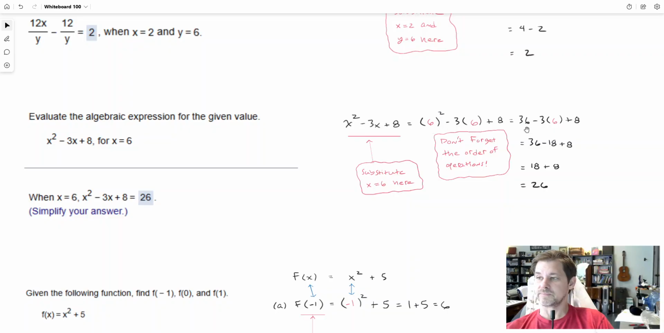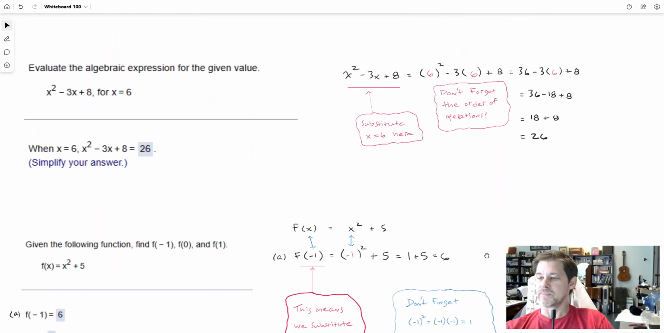What's next? Subtraction, addition, multiplication. Multiplication's next. What's 3 times 6? It's 18. Now I have subtraction and addition. In between those, I'm supposed to do them as I see them from left to right in the formula. So I do 36 subtract 18. That's 18. But then plus 8, that's 26. 26 is our answer.